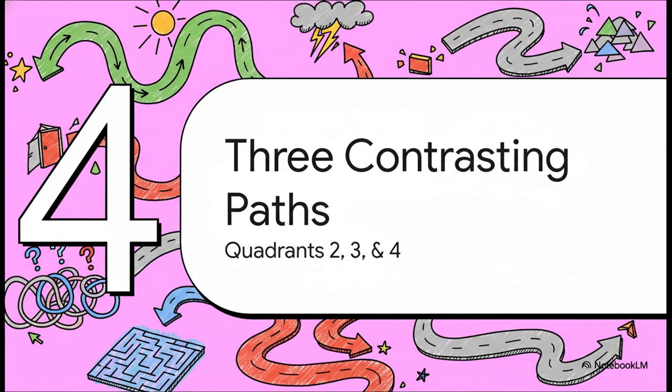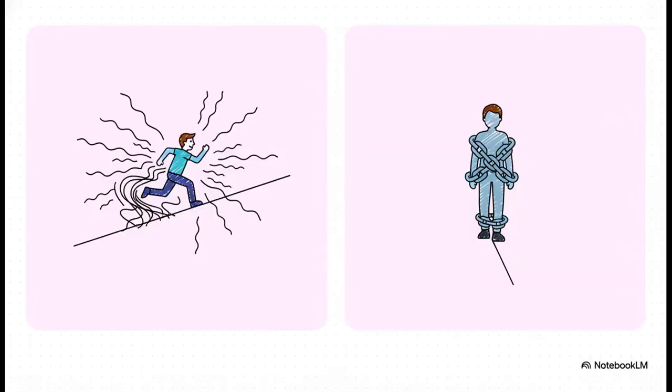Section 4, 3 contrasting paths. Okay, so if Quadrant 1 is the goal, what's going on in the other 3 quadrants? Well, the framework paints them as very distinct, contrasting paths that lead to very different places. Now this is where it gets really interesting. The framework sets up quadrants 2 and 4 as total opposites. In Quadrant 2, you're negative on the principles axis, but positive on the personal state axis. Think of this as the successful rebel, someone who's rejecting the rules and doing their own thing, and maybe even succeeding in a worldly sense, but they're not in sync with that deeper purpose.